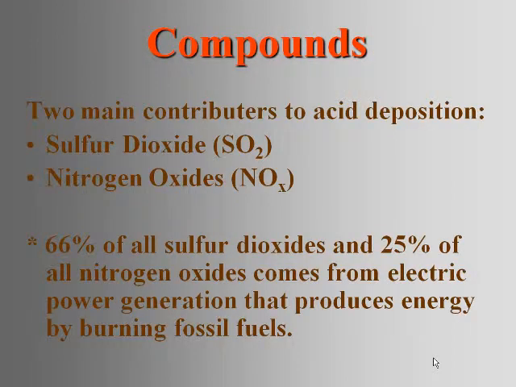Okay, so compounds. 2 main contributors, the sulfur dioxide and the nitrogen oxides. Both of those contribute to acid deposition. 66% of the sulfur and 25% of the nitrogen oxides are from electric power generators, by burning fossil fuels. So fossil fuels is our biggest output right now in creating acid rain.